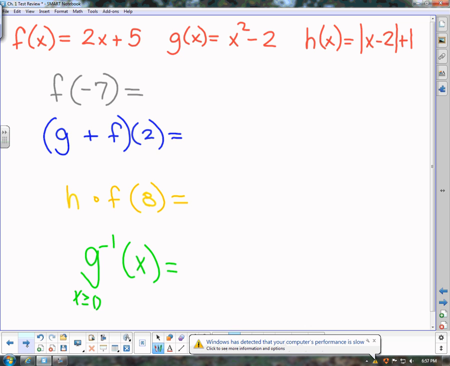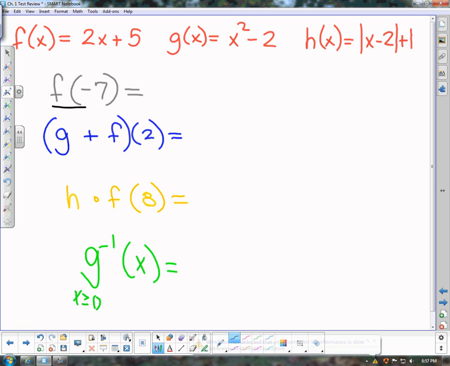First, evaluating some functions. So all you need to do is substitute here in this one, f of -7. We're going to go into the f function and substitute -7 in. So it's 2 times -7 plus 5. And so that's -14 plus 5, which is -9.